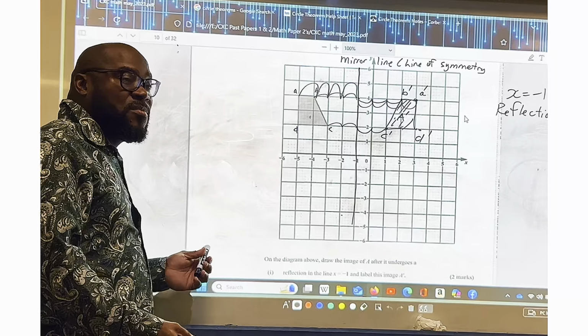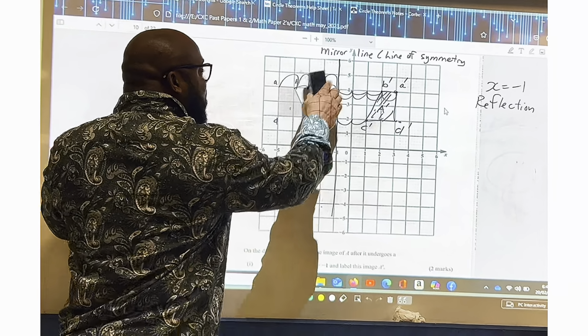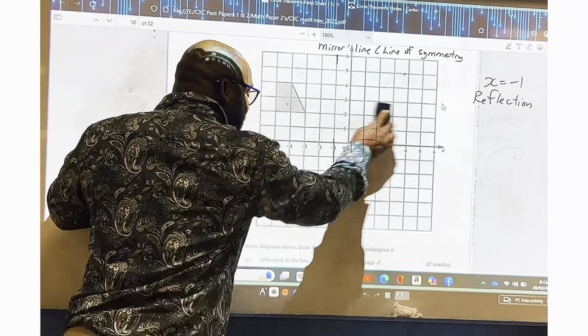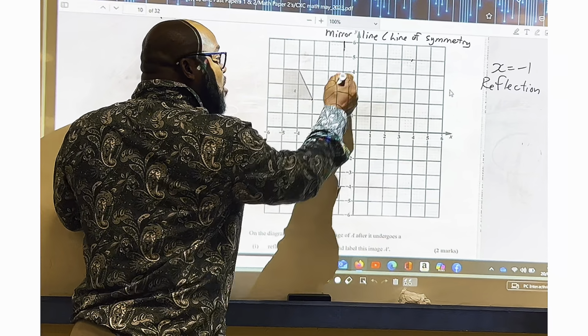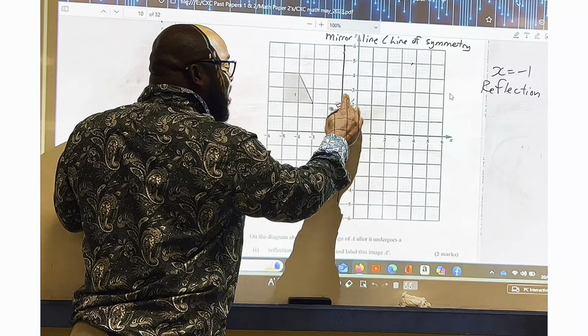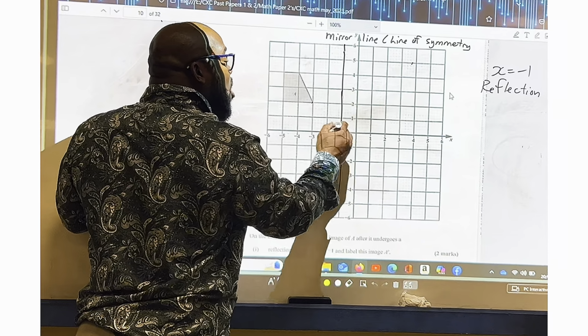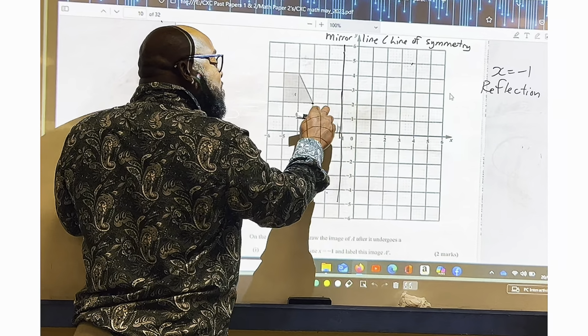Everybody confused? Let's go again. We go from here. This is the mirror line. Hold on. How far is here from the mirror line based on boxes?